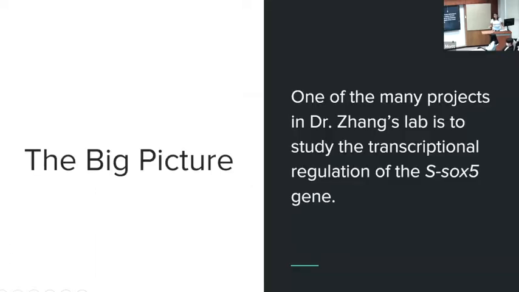So what is the big picture? One of the many projects in Dr. Zong's lab is to study the transcriptional regulation of this S-SOX5 gene. In my project, I was able to amplify the SOX5 gene promoter region and subclone it in the PGL3 vector and transfect them into IMCD3 cells.